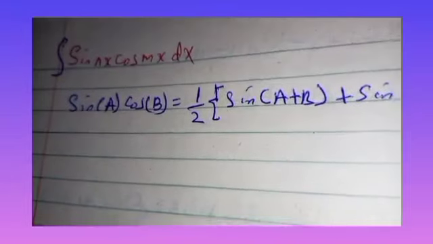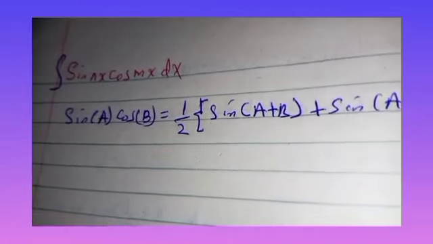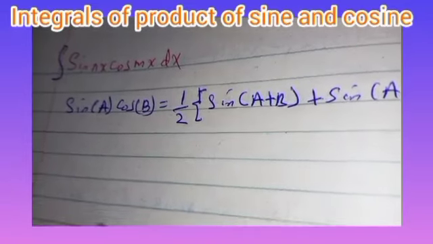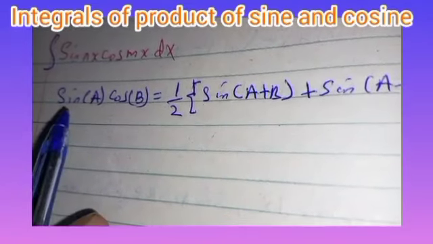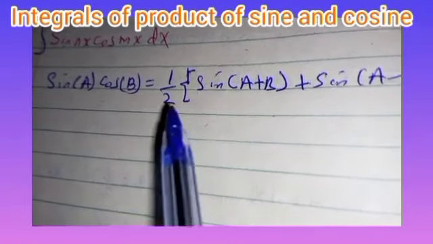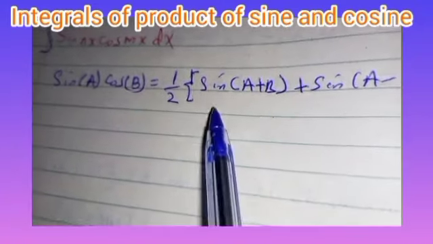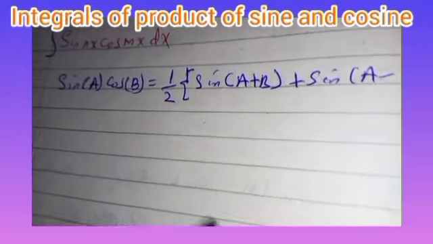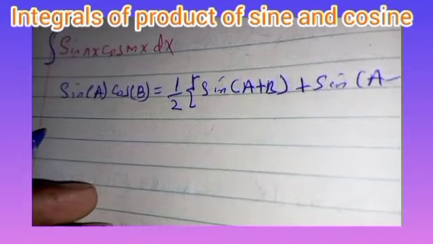Hello, my fellow mathematician. You want to see how we integrate the product of sine and cos. We make use of this identity whereby when you have the product of sine A and cos B, it is given by half sine of A plus B plus sine of A minus B. So we are going to have this example here.